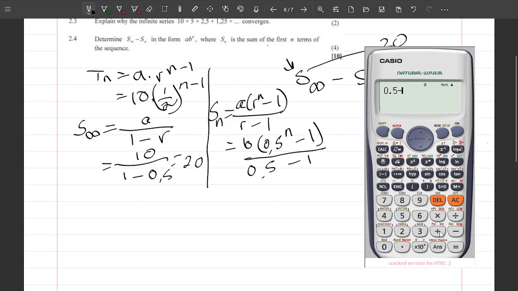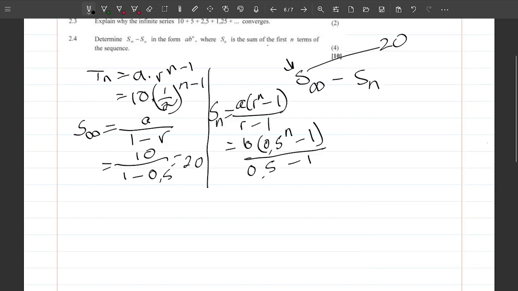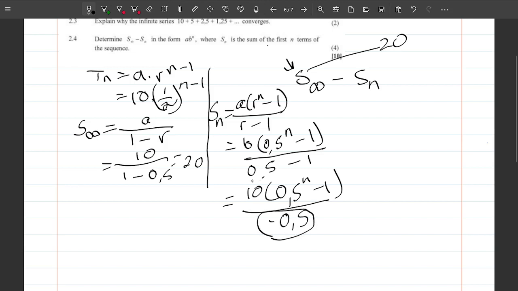So what is a half minus 1? That should be like 3 over 2. Actually, it's negative half. Anyways, negative half. So I get a negative half for my denominator there. So I've got 10 times 0.5 to the n minus 1, and then I have a negative 0.5 there. And then I can make the division of this and that. Maths allows me to do that, so why not?